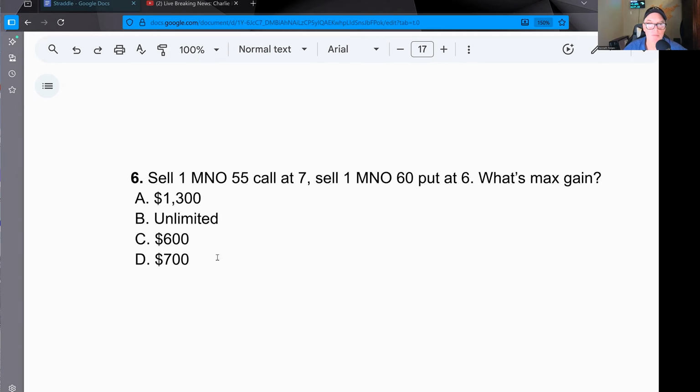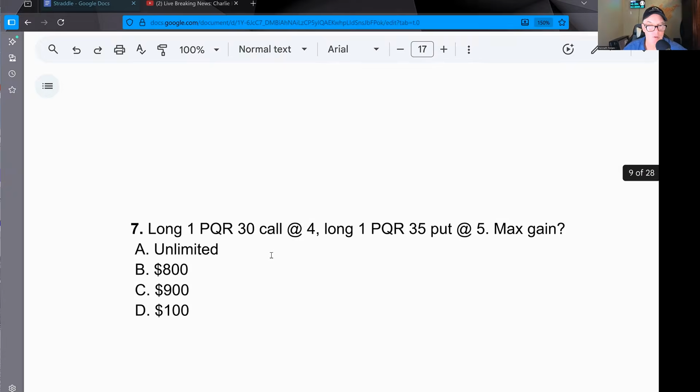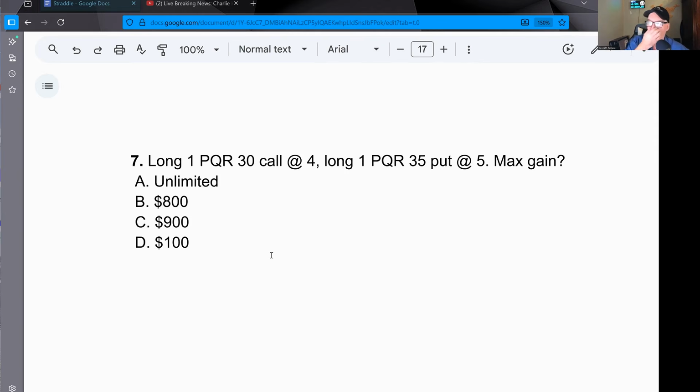Press pause. Do it. Max gain is 1,300. Press pause before I say it. This one. Buy a call. Buy a put. This is a combo. My max gain since I bought, press pause. Unlimited.